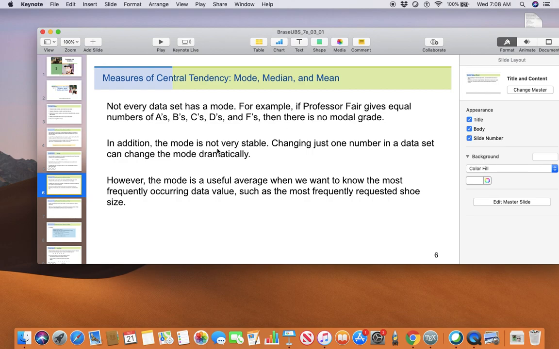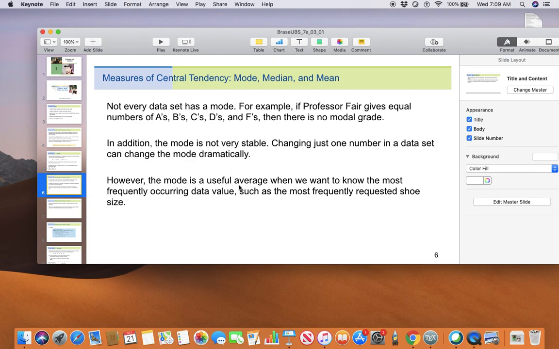In addition, the mode is not very stable. All right. What does that mean? Changing just one number in a data set can change the mode dramatically. So for example, here you had two A's, two B's, two C's, two D's, and two F's. You had no mode. Suppose the professor gives three C's. Now suddenly C is the mode. Suppose the professor gives 4 D's. Now suddenly D is the mode. You understand? So mode is not very stable. Just changing one number or one grade can change the mode.